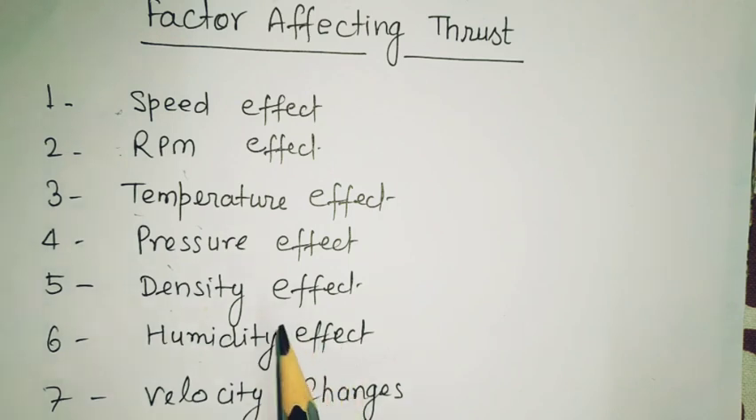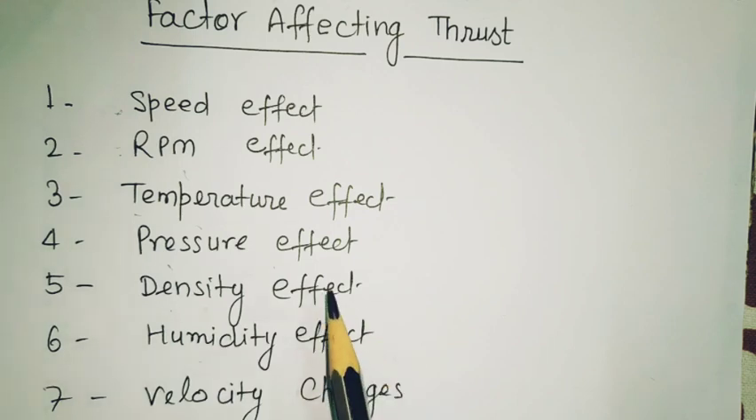Next is pressure effect. How will pressure affect thrust? If pressure is more, thrust will be more. If pressure is less, thrust will be less. That means when the aircraft goes to higher and higher altitude, thrust decreases, because density will decrease, so thrust will decrease. That is the pressure effect.